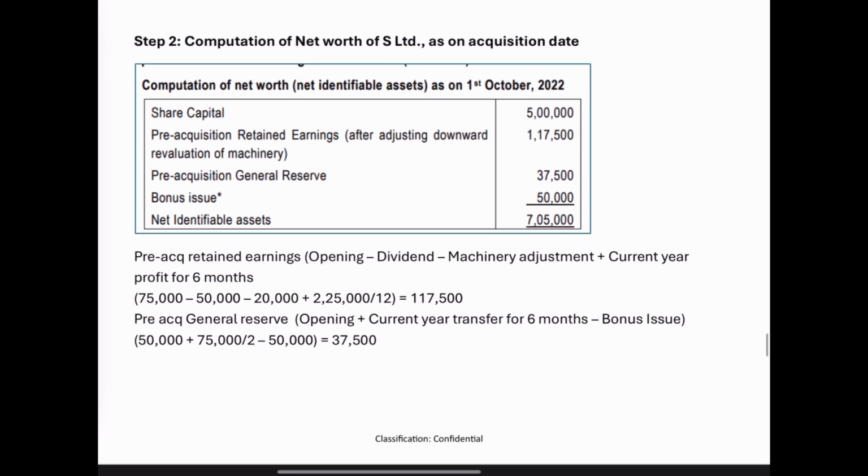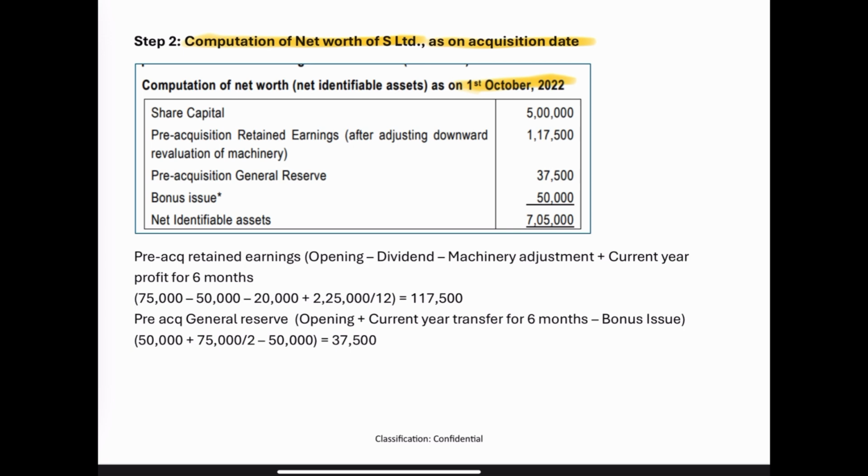Then let's get into the second step. The second step is computation of the net worth of the subsidiary limited as on the date of acquisition. Once the acquisition date is determined, we'll have to calculate the net worth of the subsidiary company so that we can identify whether any goodwill or capital reserve emanates out of this net worth. So how should this be done? Maybe we'll have to draw a kind of balance sheet as on the date of acquisition, that is 1st October 2022.